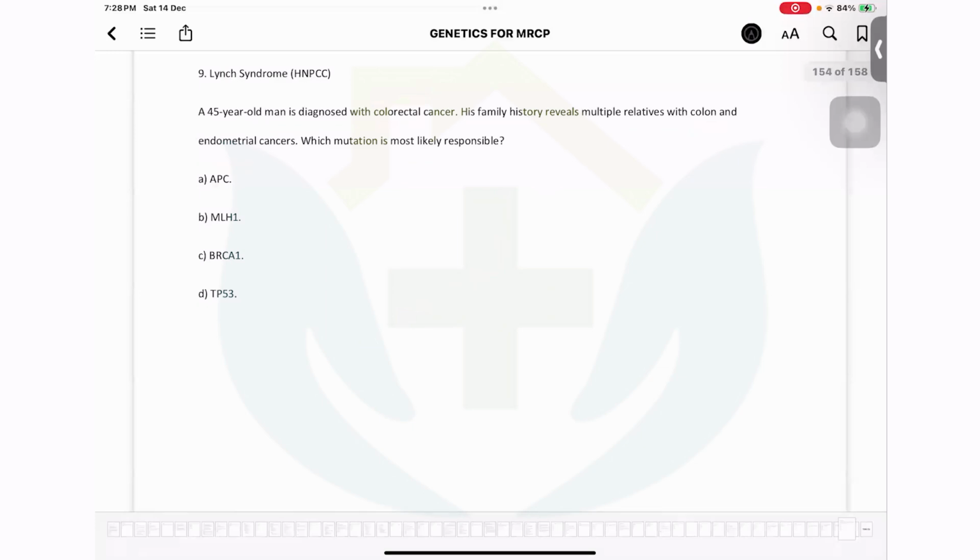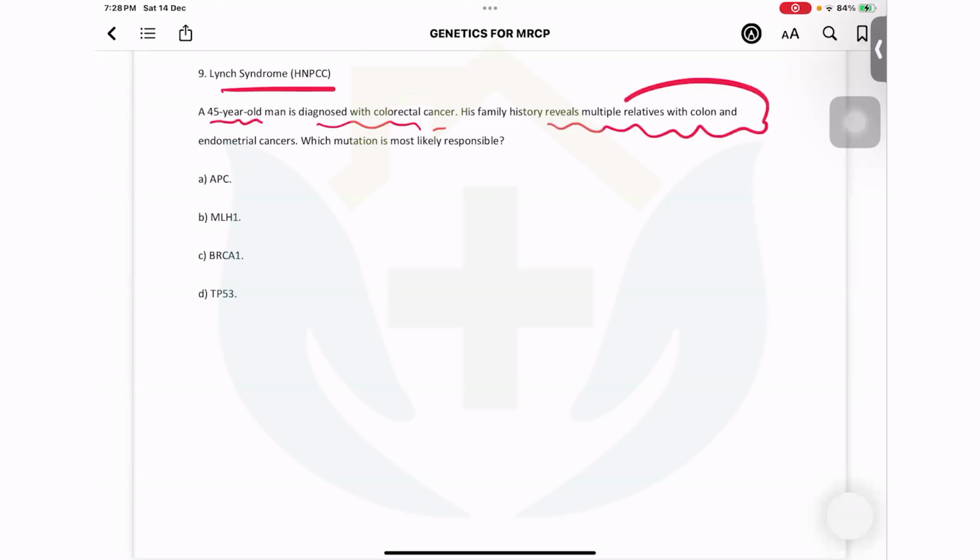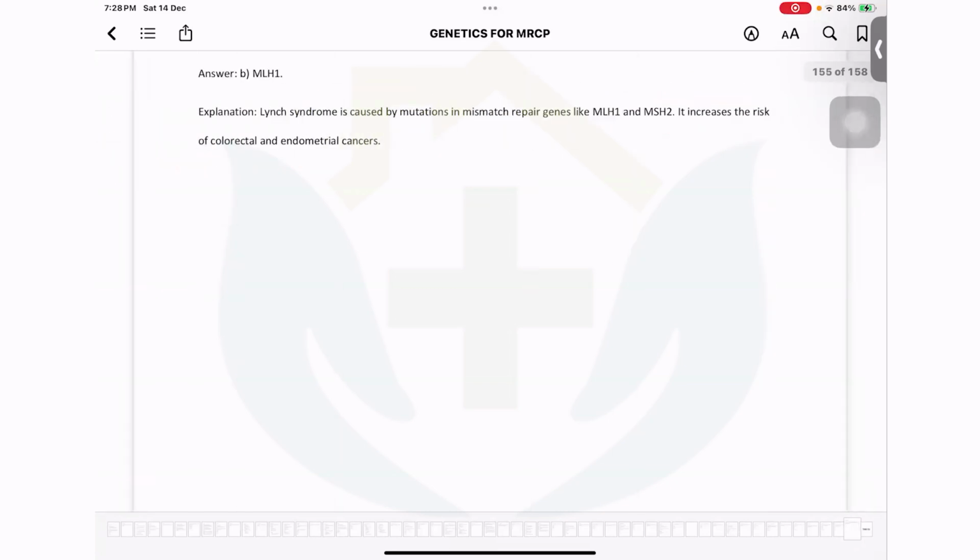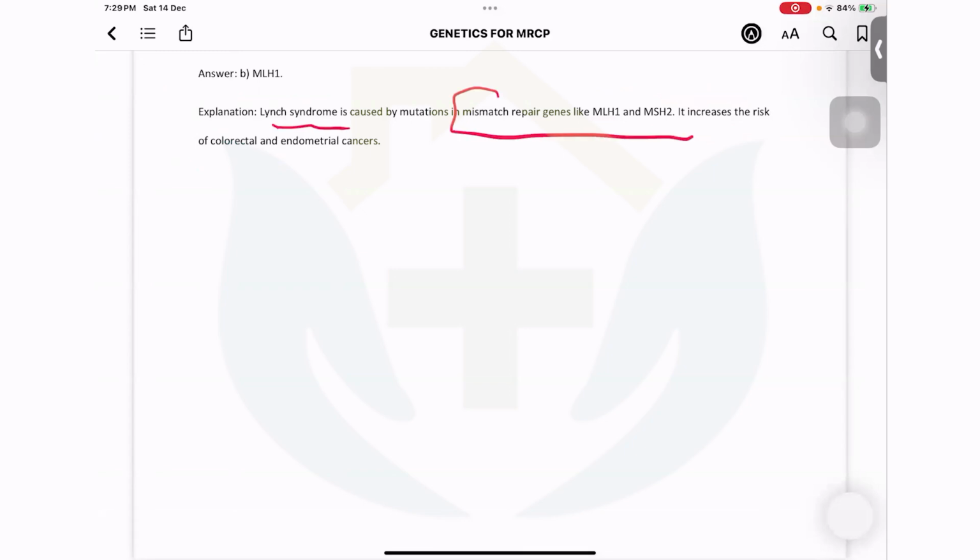Okay. HNPCC, Lynch syndrome, 45-year-old man diagnosed with colorectal cancer. Family history reveals multiple relatives with colon and endometrial cancer. What is the gene responsible? APC. APC. Are you sure? Lynch syndrome. P53. So it is the MLH1 gene. Lynch syndrome is caused by mismatch repair genes like MLH1 and MSH2. It increases the risk of colorectal and endometrial cancer.